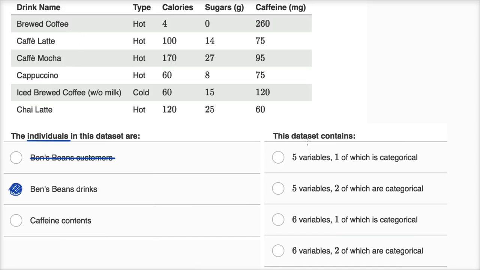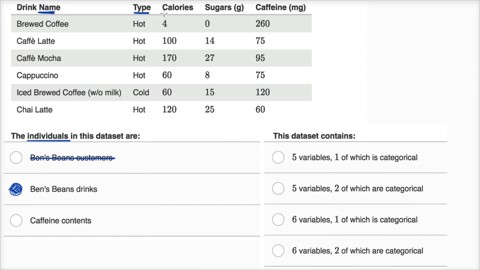And then we're asked how many variables the data set contains, and whether or not they're categorical. So first, what's a variable? Well, the variables are the things that are different about these different entries, about these different individuals that this data set tells us about. Well, the name is a variable. Each of these drinks has a different name. That's one variable. The type is a variable.